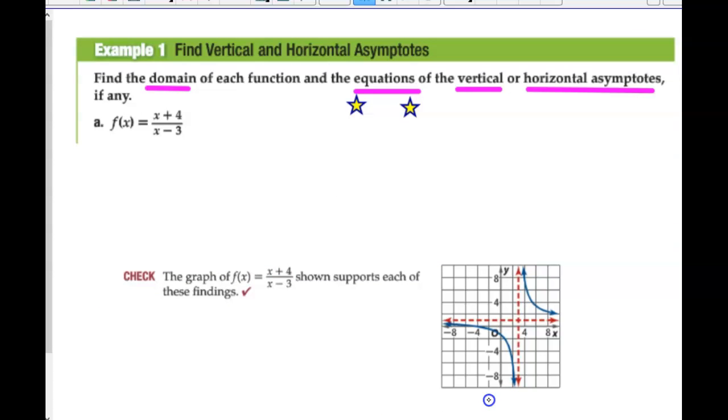All right. Here's my first example. It says find the domain for this function. So what do we do for the domain? It's all real numbers except what?